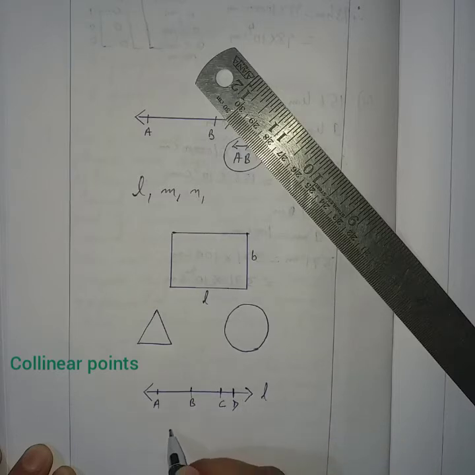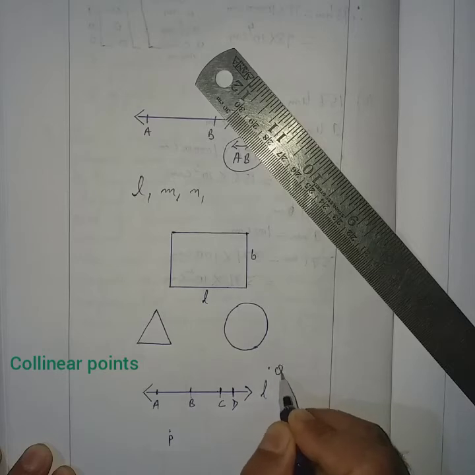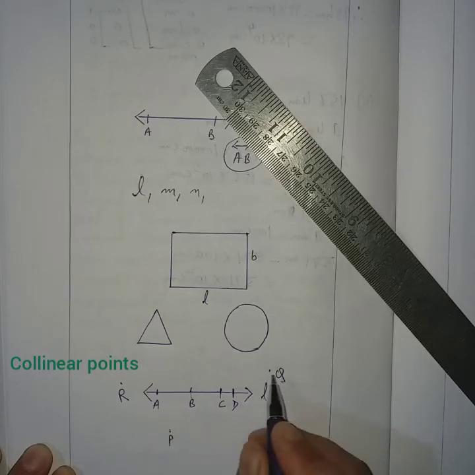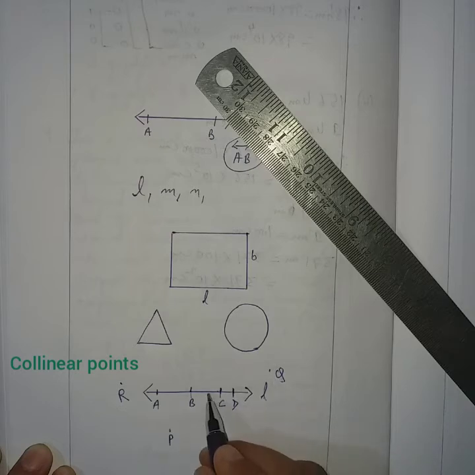But the points P, Q, R are not collinear because they are not lying on the line. They are on the same plane, but they are not on the line L. So that is why they are not collinear points. A, B, C, D are collinear points. They are lying on the same line L. Okay, try to understand.